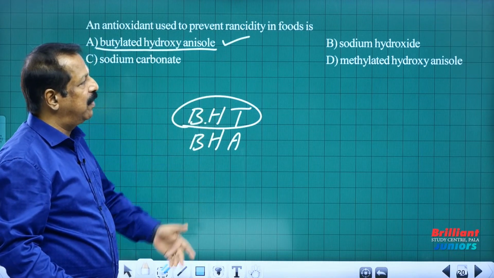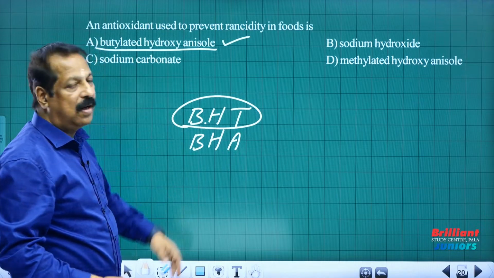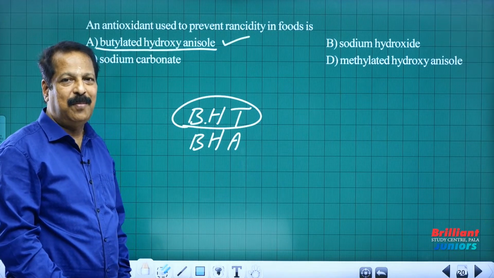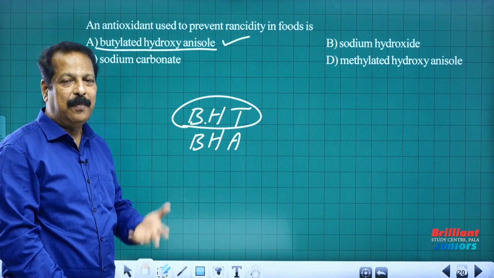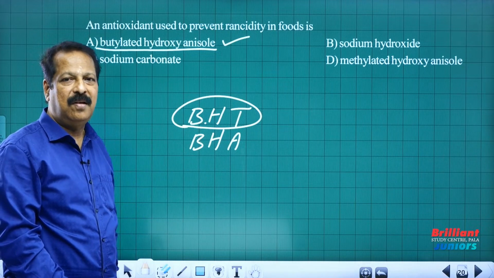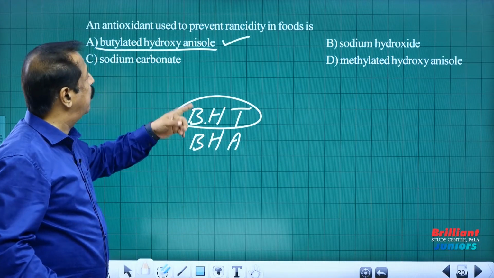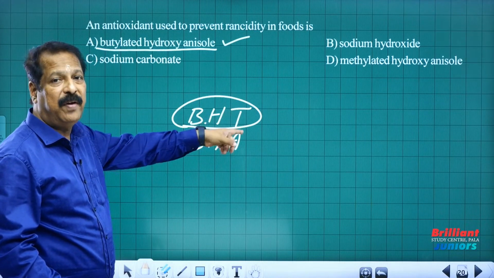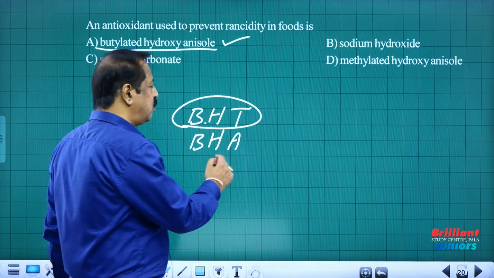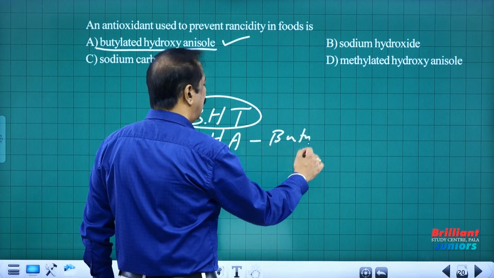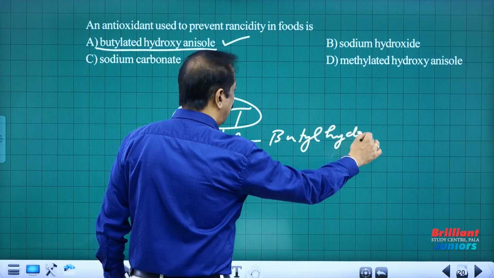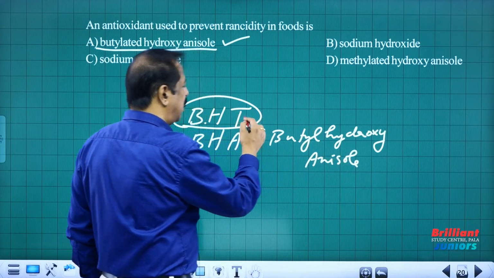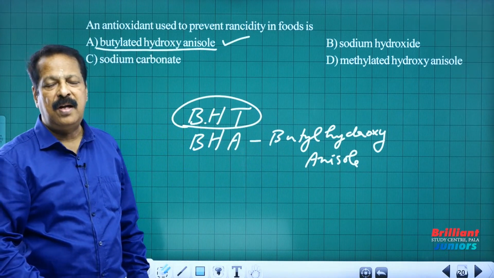Sodium hydroxide is not added, methylated hydroxyanisole is not added, and sodium carbonate is not added. Sodium carbonate is actually washing powder. If you add this in chips, what will happen? You will have to go and sit in the washroom for a long time. So butylated hydroxyanisole or butylated hydroxytoluene, these are the 2 antioxidants, and these 2 are called antioxidants.